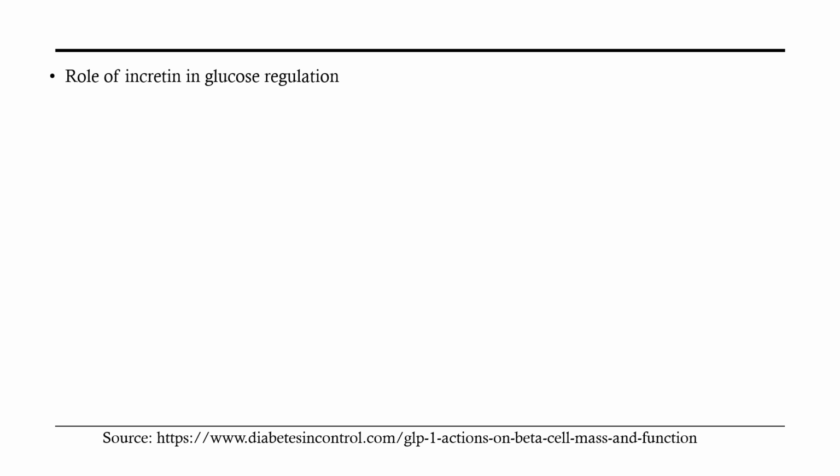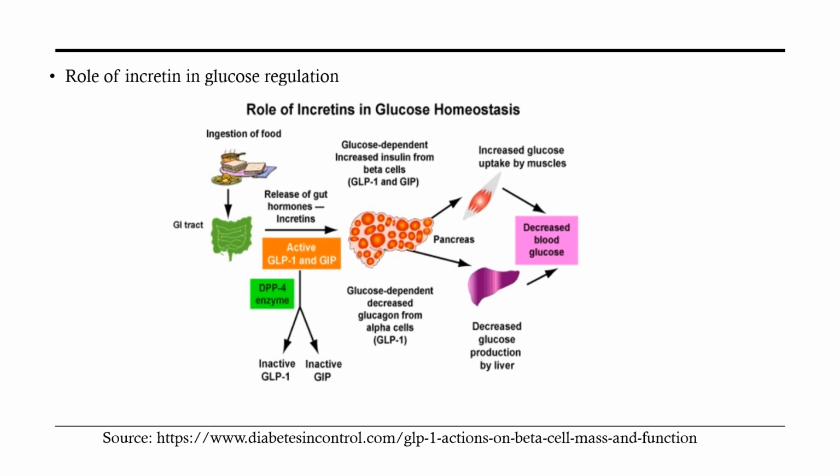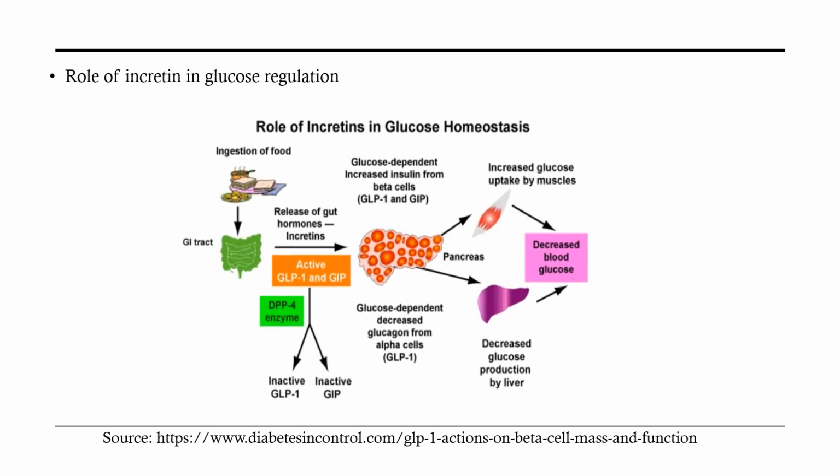It is also important to understand the role of incretins in glucose homeostasis. What are incretins? Incretins are nothing but gut hormones. So, whenever we ingest food, there will be release of incretins, which will usually act by binding to GPCR present on the pancreatic beta cells. The two most important forms of incretins are GLP-1 or glucagon like peptide 1 and GIP, which is also called glucose dependent insulinotropic polypeptide.